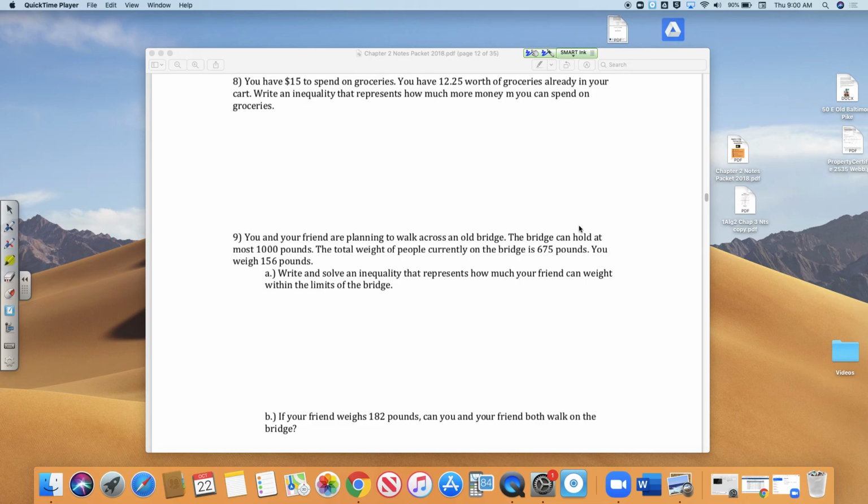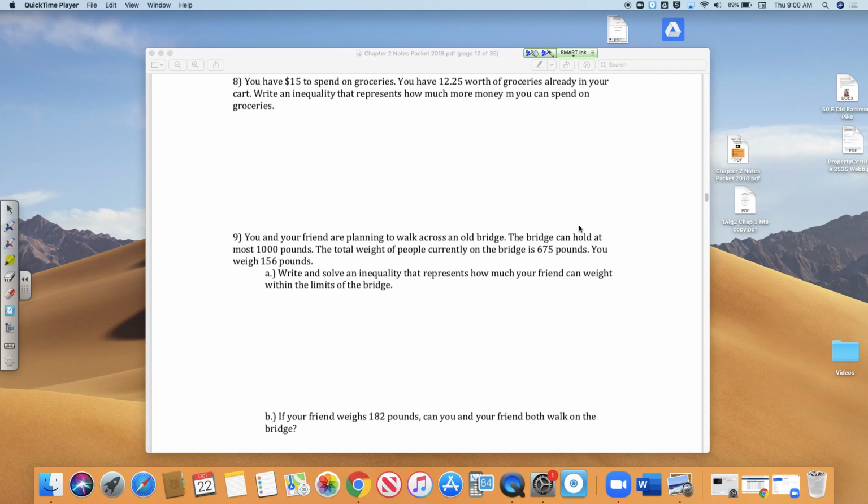Number 8 says you have $15 to spend on groceries. You have $12.25 worth of groceries already in your cart. Write an inequality that represents how much more money, M, you can spend on your groceries. So you have at most $15. When you go out and you're buying anything, if you have $15 in your pocket, you know you can spend up to that, but you can't exceed it.